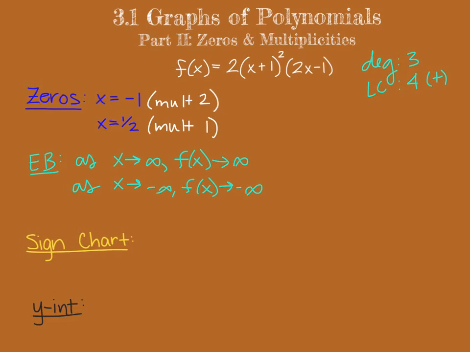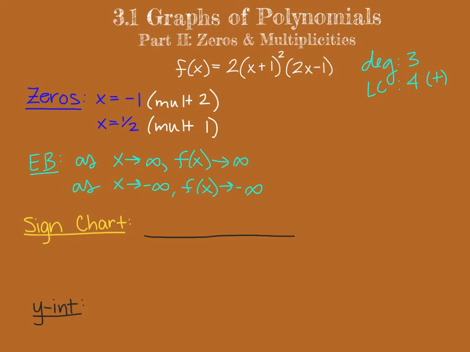Now, creating the sign chart. A sign chart is a number line that tells us where our zeros are, and then finds whether our graph is positive or negative between those zeros. So I'm going to draw out a quick little number line. And on it, I want to make sure that I put my zeros, my x-intercepts. So I need to make sure my sign chart includes -1 and 1/2. Those are the only numbers I need to include on it.